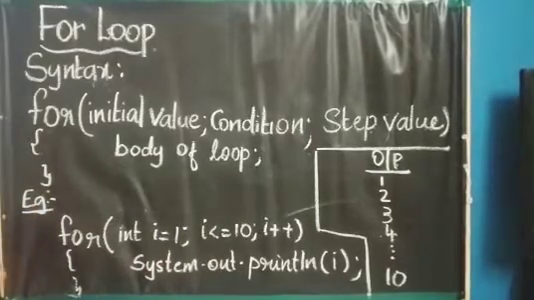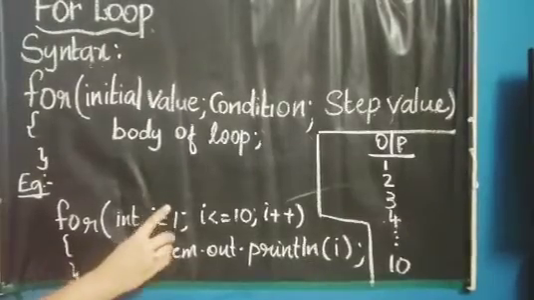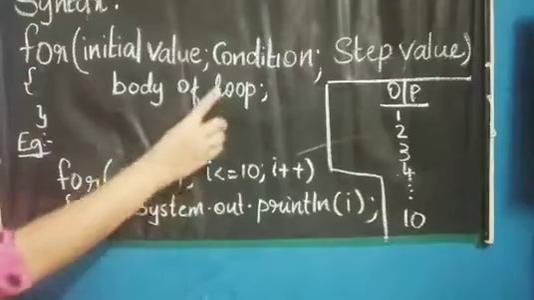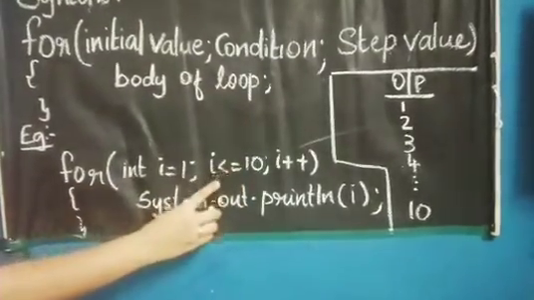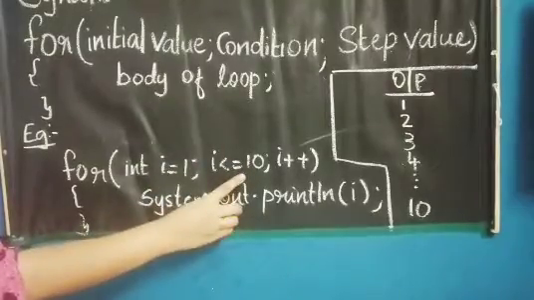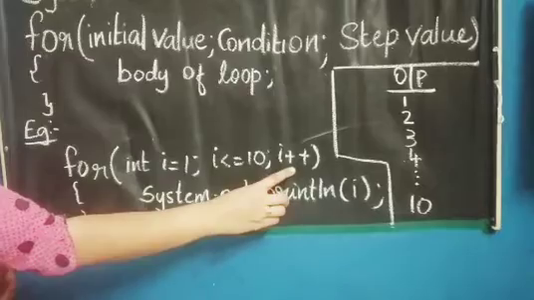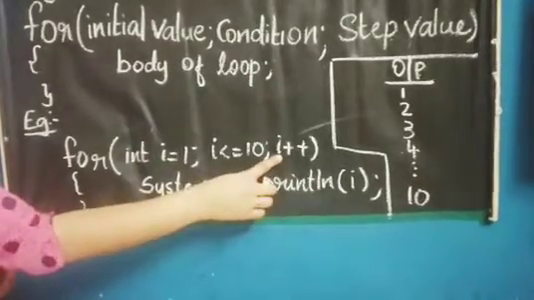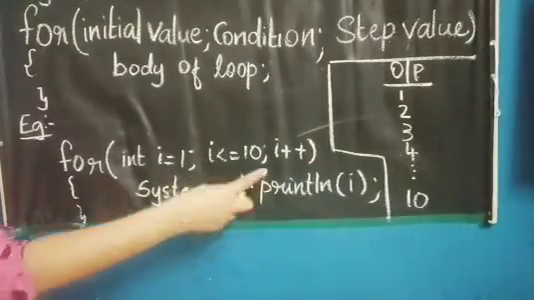So now we'll see the example. For int i = 1. So i = 1 is the initial value here. Then the condition i <= 10. That means i should go till 10. And next is i++. i++ determines that the i value should increment by 1. You know i++ will make the i value go to the next level, that is 2.